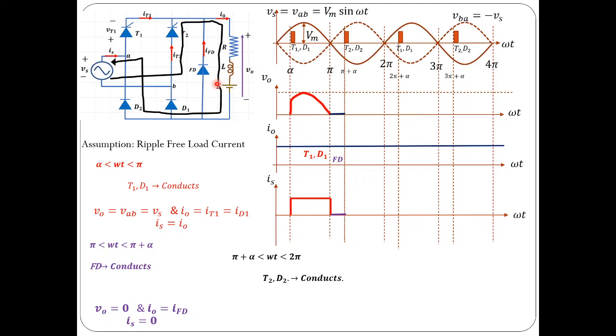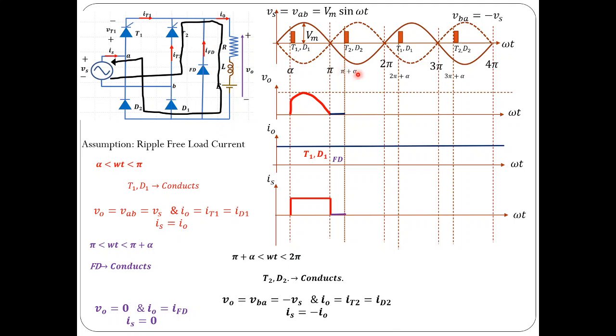So current would transfer from the freewheeling diode path to this T2 and D2 path. You can see current starts from the source to terminal B, and then thyristor 2, and then coming back to the load, and then coming back to the source via this diode to terminal A. This is the path. During this period, because thyristor 2 and D2 are conducting, assuming they are ideal, the voltage drop across them would be 0, and the load voltage would be the same as VBA during this period.